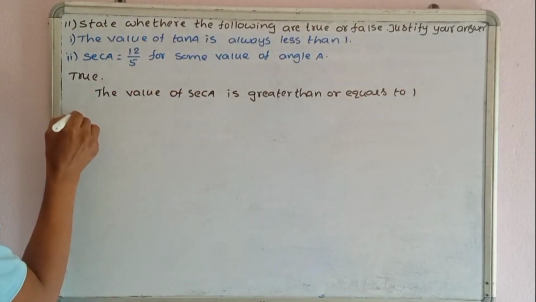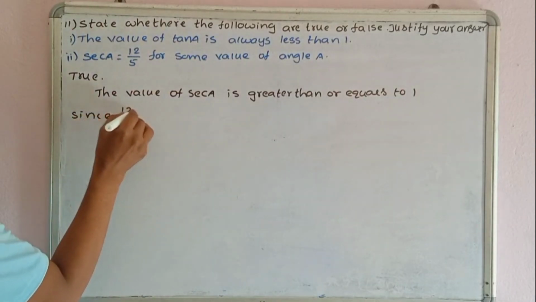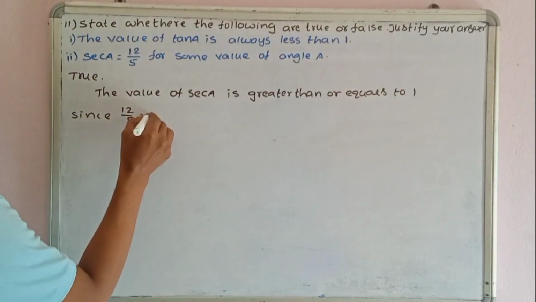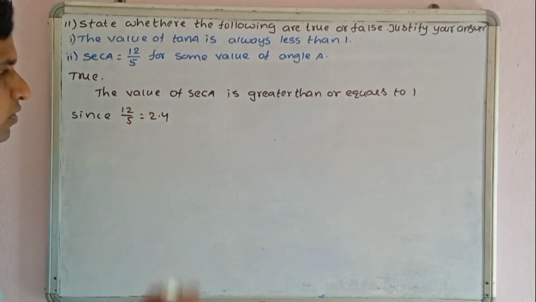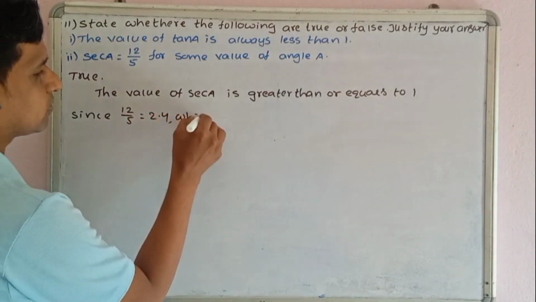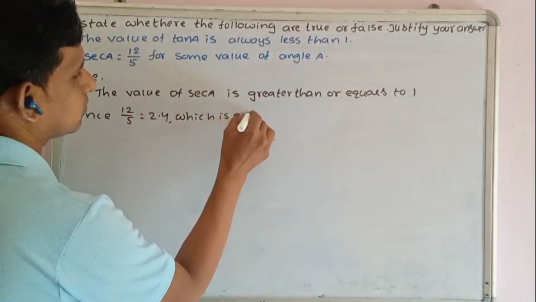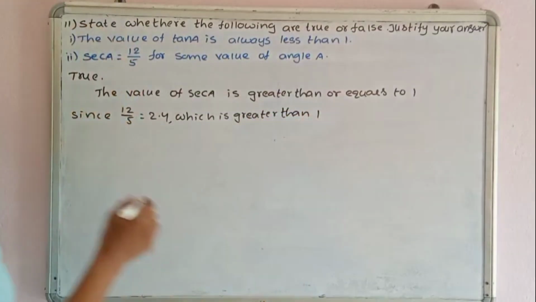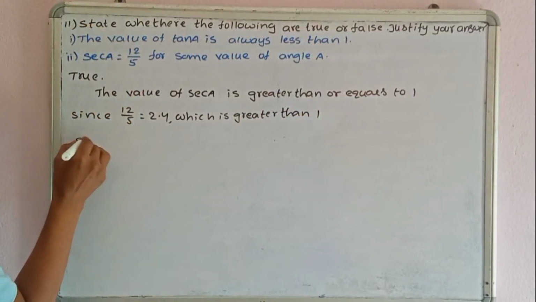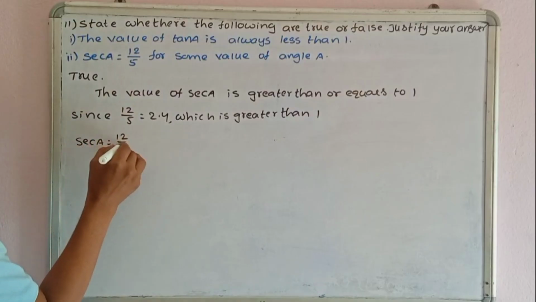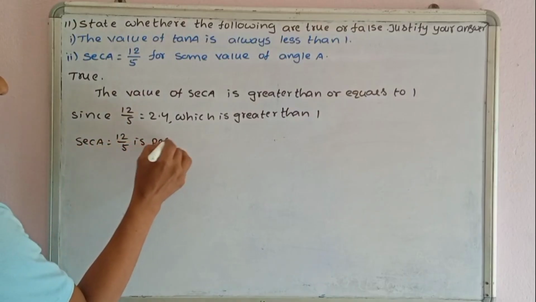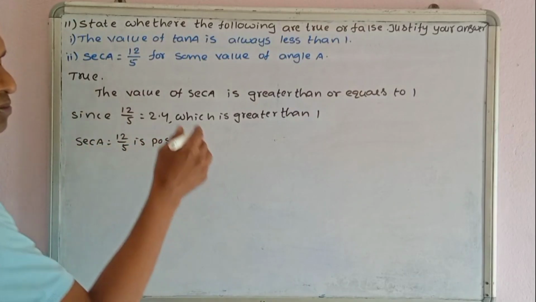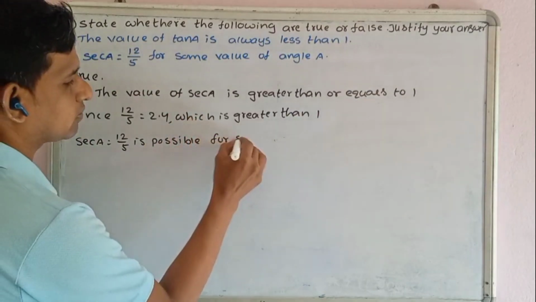Since 12 by 5 equals 2.4, which is greater than 1, secant A equals 12 by 5 is possible for some value of angle A.